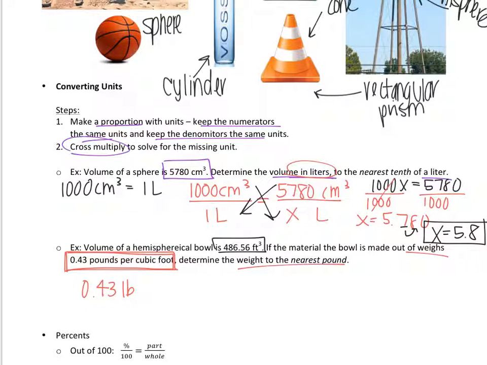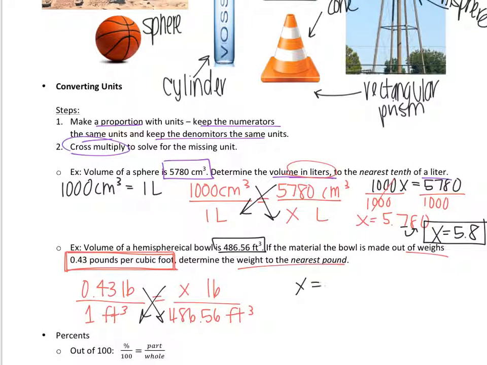0.43 pounds, lb. Per means division. 1 foot cubed. We say equals, we don't know the number of pounds that we're going to have, so x pounds over 486.56 feet cubed. From here we cross multiply. x equals 209.221, and rounding to the nearest pound means a whole number, so 209 pounds.